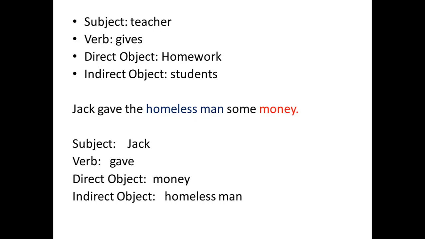So again, you will have to differentiate between direct and indirect objects by the questions. For direct object, we use what and whom. But for indirect object, we use to whom and for whom.